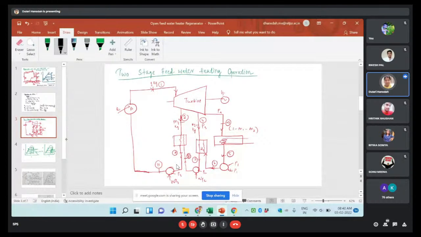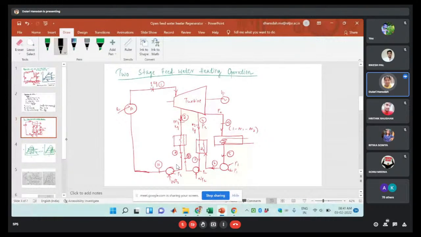After that, 1 minus M1 kg of condensate will go to that second heater. Here it will get the M1 kg of the steam added, means 1 minus M1 plus M1, so that will become 1. So at the outlet, 1 kg of feed water, sorry, it is not steam, it is saturated liquid water which will be pumped to the boiler. The temperature will also increase due to the exchange of heat in this heater. So this is the two-stage feed water heating process.